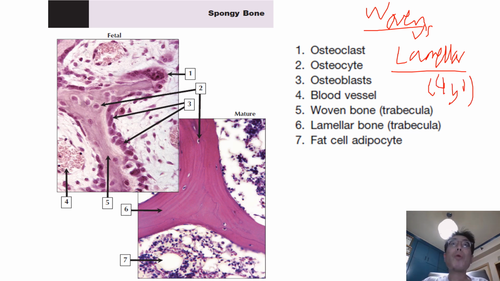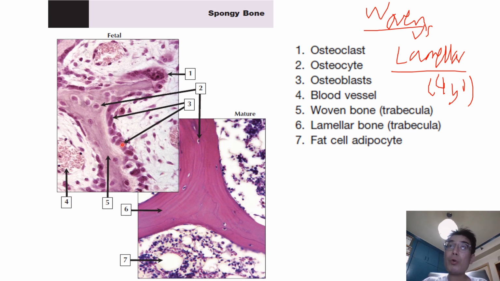Trabecula in mature bone is made up of lamellar bone and is intensely eosinophilic, embedded in the matrix are osteocytes and their lacunae, which are small and spindle-shaped. Shown here is a light micrograph of fetal bone showing a developing bony trabecula and a light micrograph of a trabecula in mature spongy bone. Labeled here as number 1 is an osteoclast, and 2, embedded in lamella, is an osteocyte. Number 3 here are osteoblasts.